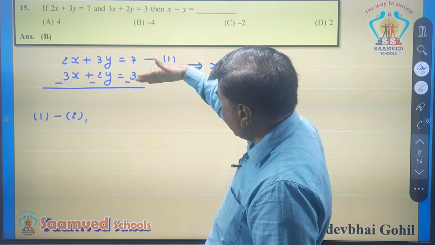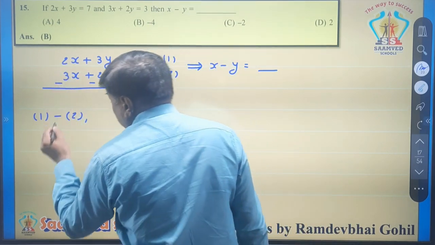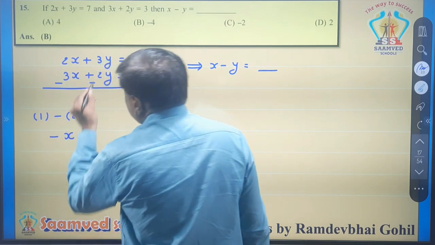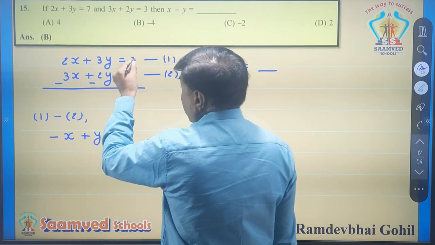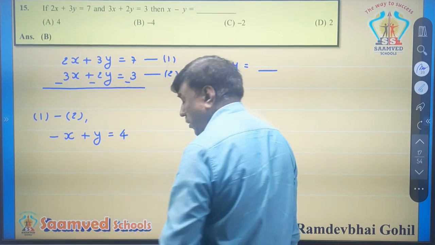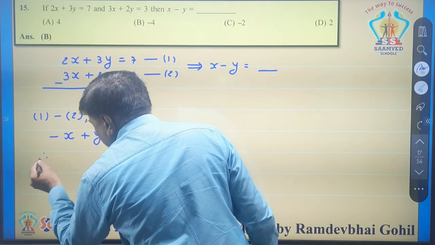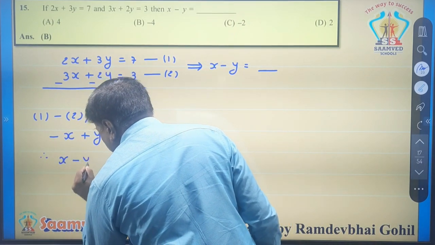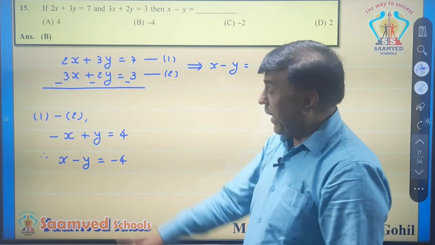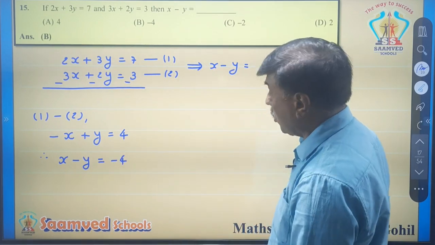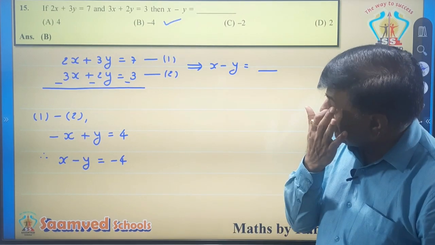Subtract the second equation from the first equation. So it will be 2x minus 3x, so minus x, and 3y minus 2y, so plus y, is equal to 7 minus 3, which is 4. Now take minus 1 common, so it will be x minus y is equal to minus 4. Direct answer: x minus y is equal to minus 4. So the answer will be option B.